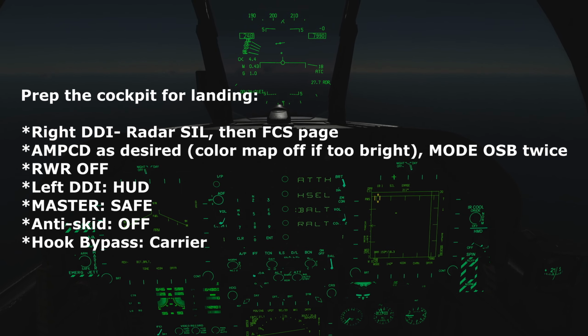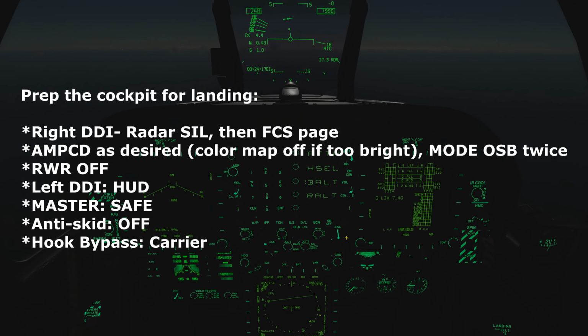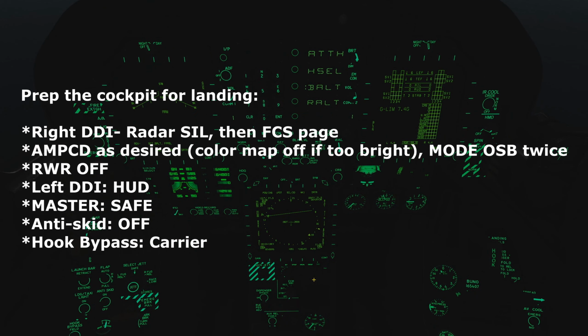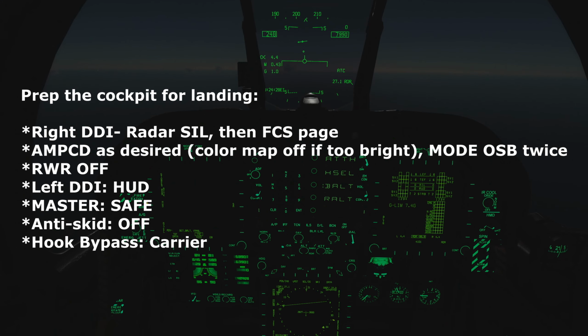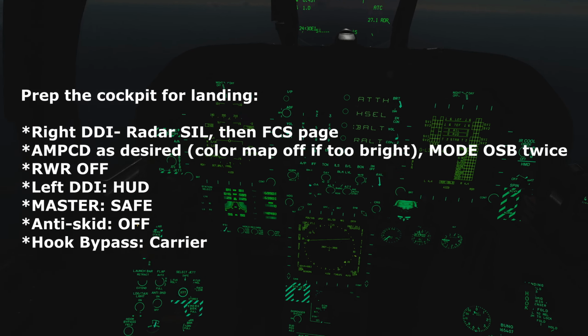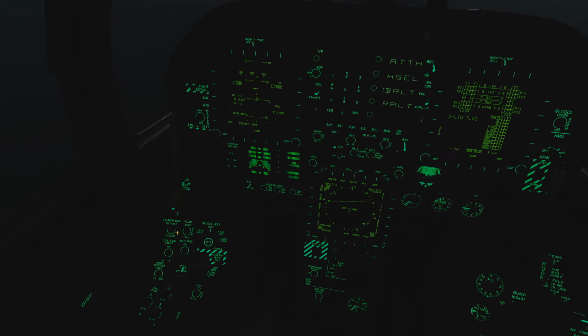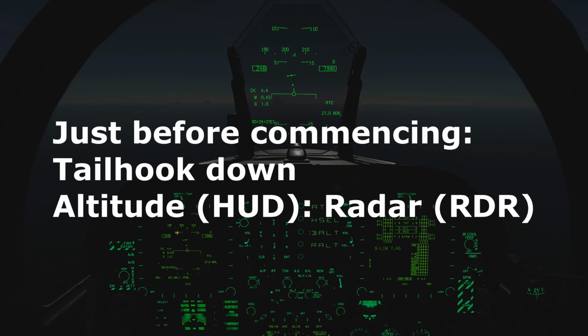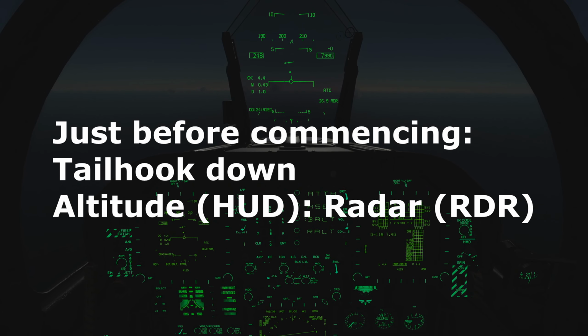I usually complete a flow from right to left. On the right, DDI, radar to silent, then set to FCS. AMPCD as desired. Earlier, I turned off the color map by pressing the Mode OSB twice, as the brightness is distracting. The RWR to off, left DDI to HUD, master arm switch to safe, anti-skid switch off, and hook bypass to carrier. The last two items I will set just before we commence are the tailhook down and the altitude switch to radar.